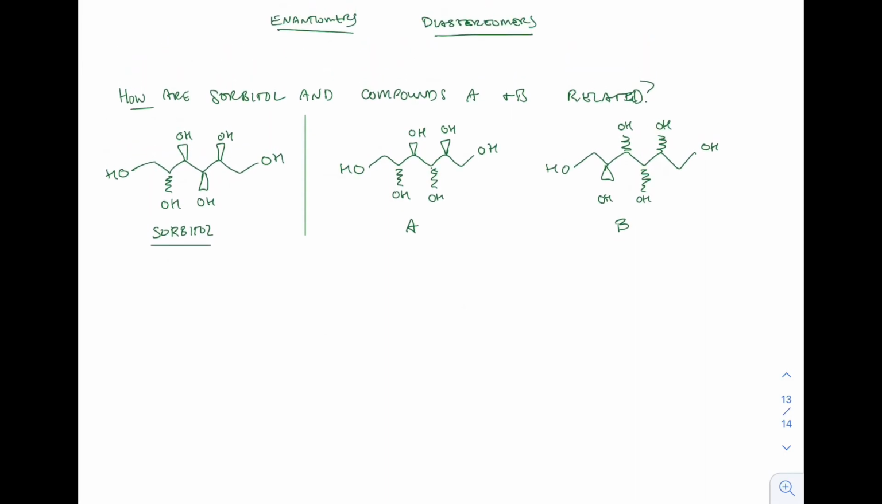Okay. So let's try this compound. How are sorbitol and compounds A and B related? Funsies. So what we're going to do first on this one is we're going to do 2 ways. We're going to look at the R and S configuration of each stereogenic center, and then we're also going to look at the wedges and dashes and see how those are changing and try and figure it out that way. So indicating the stereogenic centers here in red.